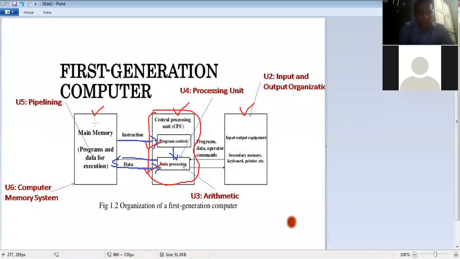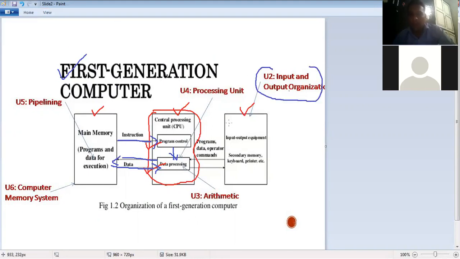Let me review the points. In the very first chapter we discussed the generations: first generation, second generation, third generation, fourth generation, and if you remember, we also discussed the highest computer, which was discussed in the second generation. The basic idea in the first chapter is to understand the basics of computer, like main memory, central processing unit, and input output equipment. And in the second chapter, we discussed input output organization.